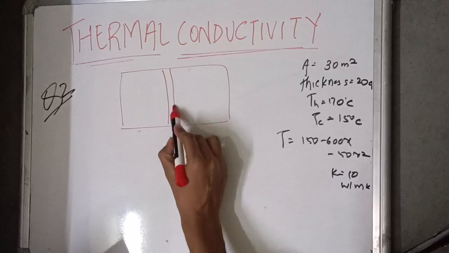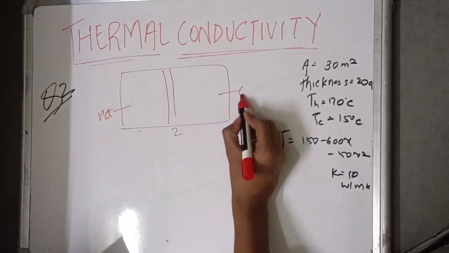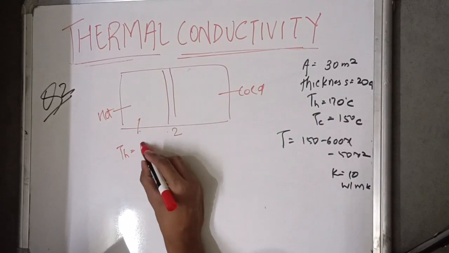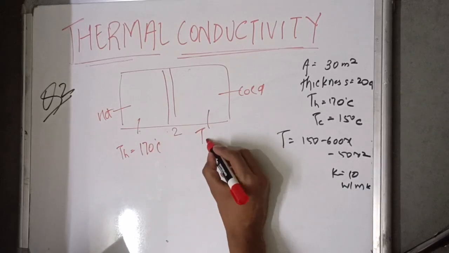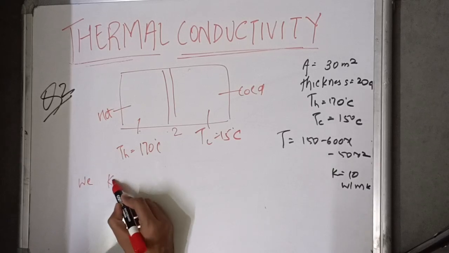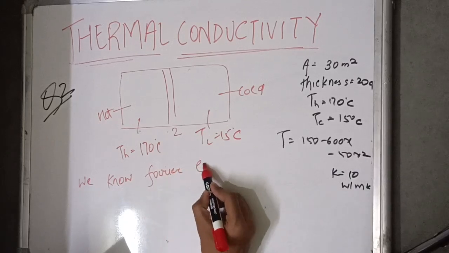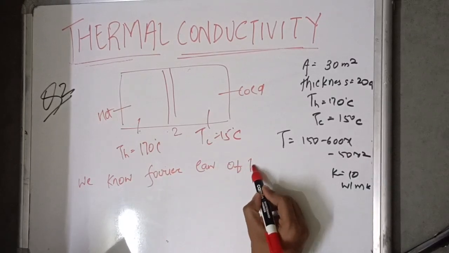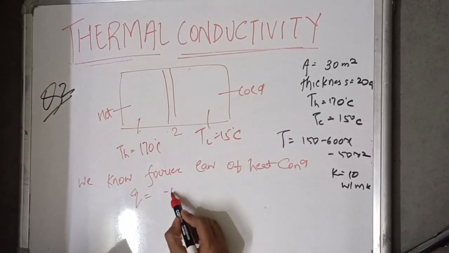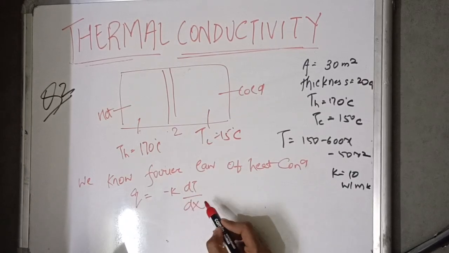This is the thickness, this is the hot side, and this is the cold side. The temperature of the hot side is 170 degree, the temperature of the cold side is 20 degree. Here we know Fourier's law of heat conduction, which states that heat flux is directly proportional to the temperature gradient.